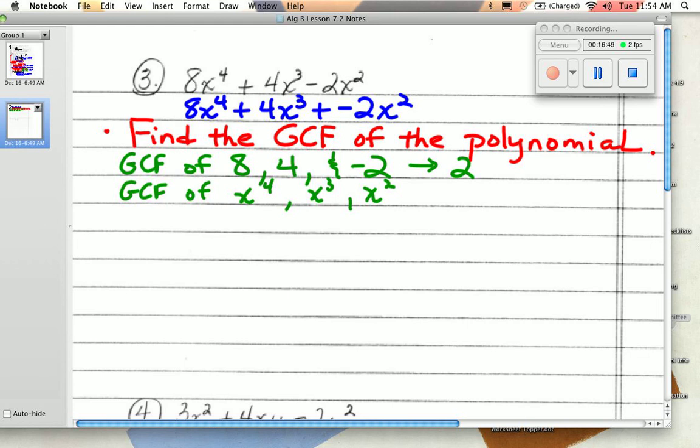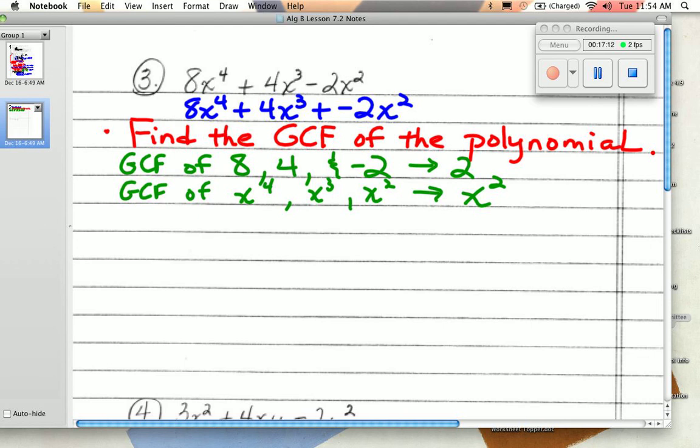So what's the most number of x's that can be divided out of all of them? X to the 2nd power. How can you take 4 x's out of x squared? You can't. So it's going to be x squared.